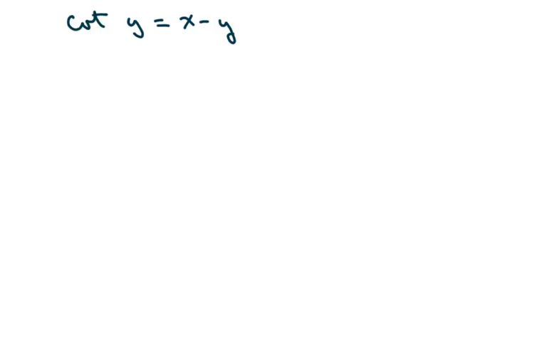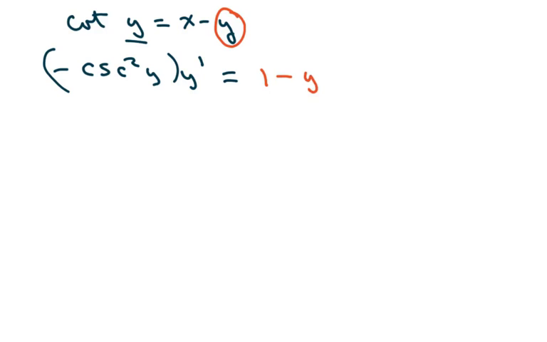Now the next one is this one, and this one's not so bad either. So the derivative of cotan of y is negative cosecant squared of y. Then you have to take the derivative of y, so there's a derivative of y. And then take the derivative of x, and that's going to be 1 minus the derivative of y, just the derivative of y.